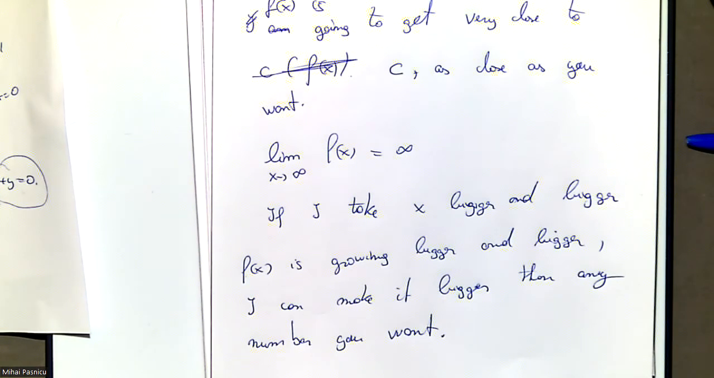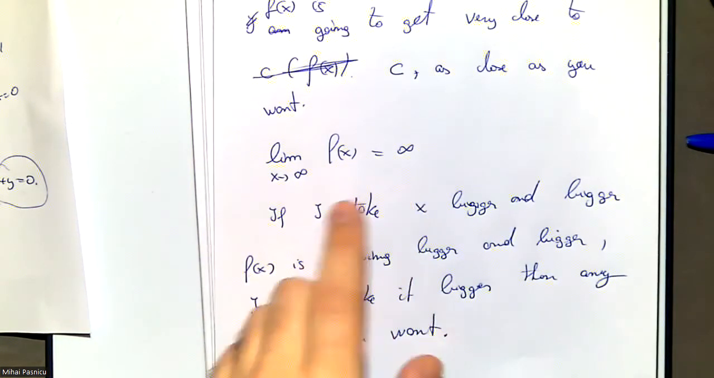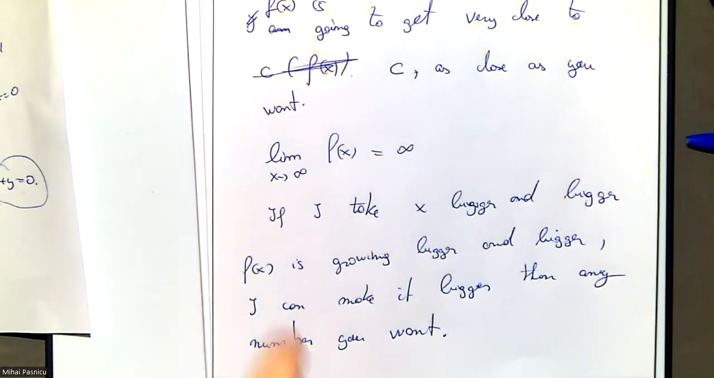When you're saying that something goes to infinity, if you were saying that the limit of f of x goes to infinity, it just means that if I take some x, like 1 million, I can make this f of x bigger than whatever value you give me. This is what it means by infinity.